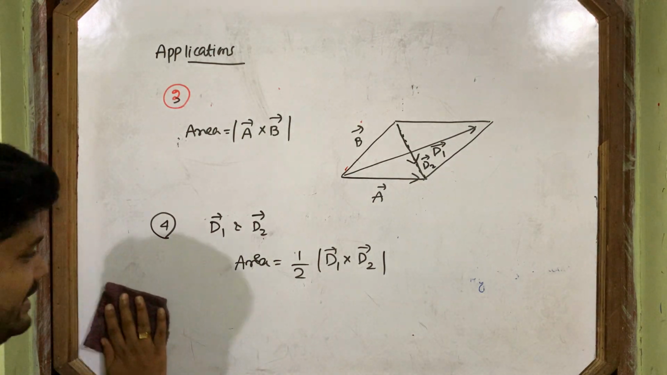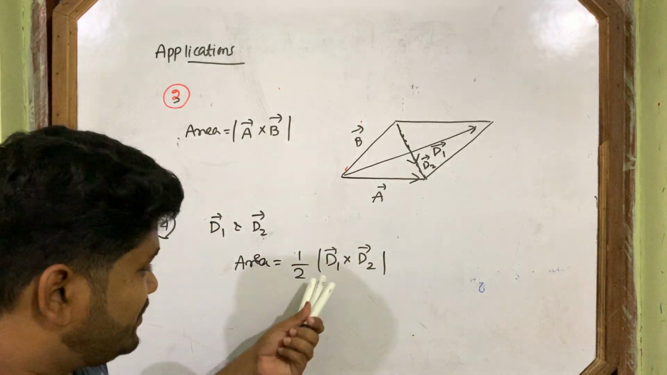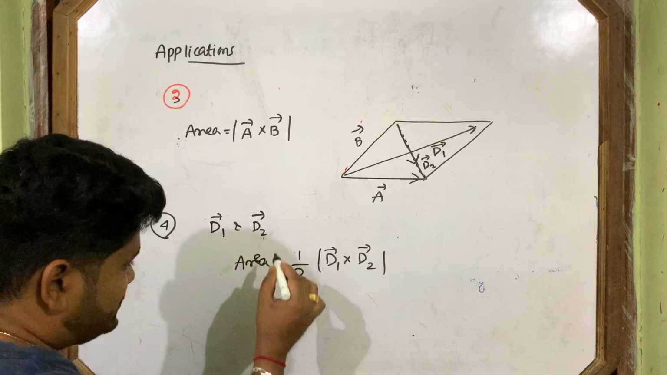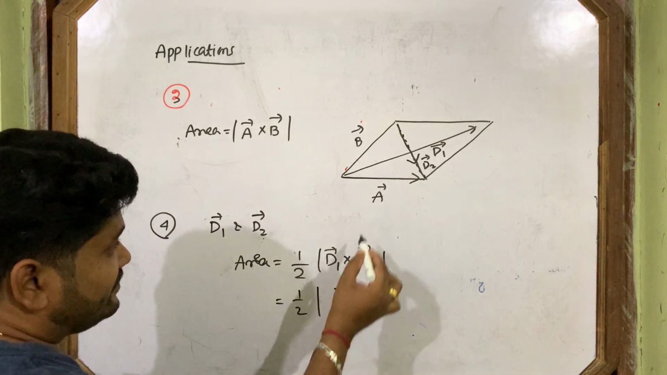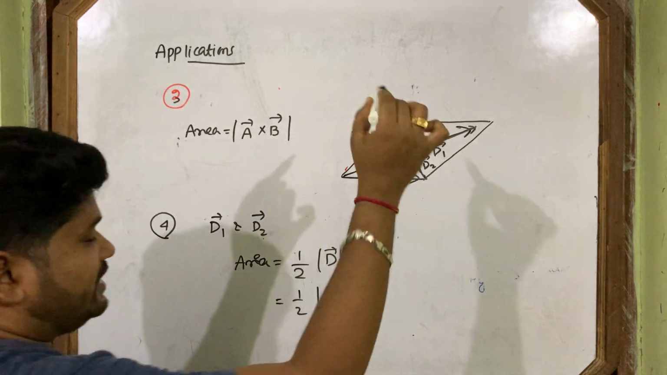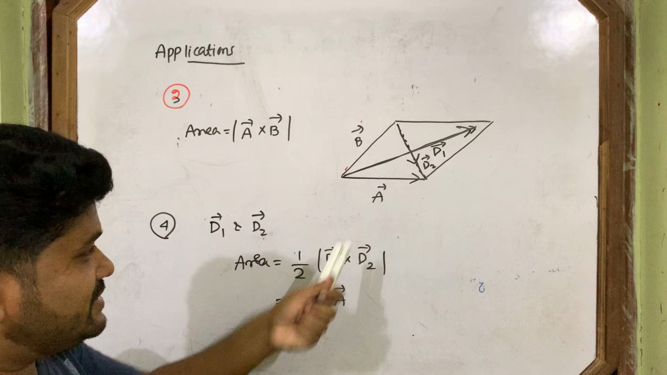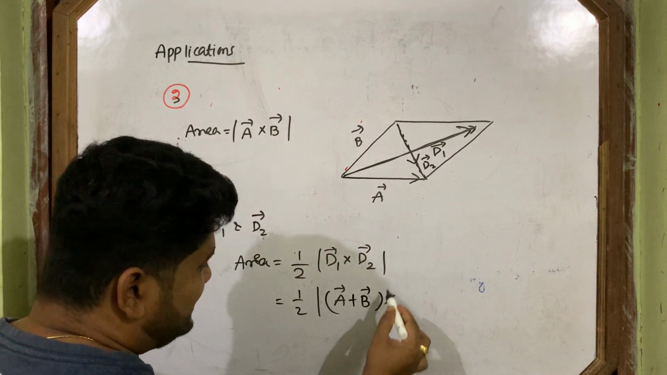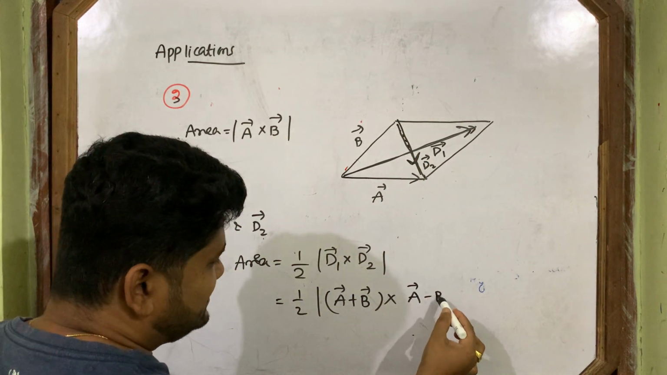Okay? Then you can prove it also. It's not a difficult one. So you can prove it. If you want, I can do it here. So how do I prove? Half. What is D1? I have told you one very important concept. The D1 is the addition resultant, and D2 is the subtraction resultant.